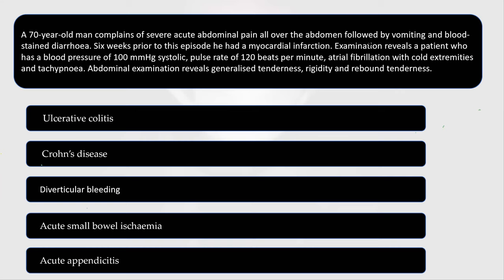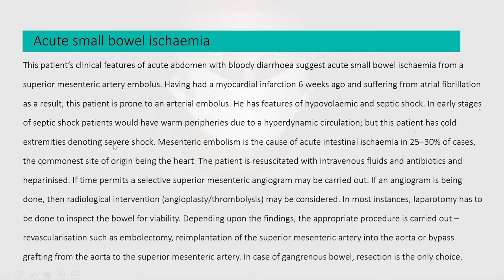So bloody diarrhea and acute abdomen on top of a patient 70 years of age with MI. So AF leads to systemic embolization. This detached embolus from the mural thrombus of the heart going to the superior mesenteric artery mainly leads to acute small bowel mesenteric ischemia. What is the investigation of choice? It's CT angio, mesenteric angio. So we answered all of them.